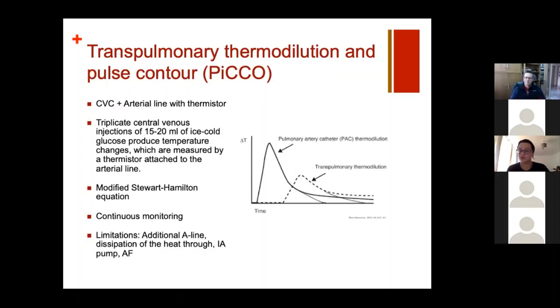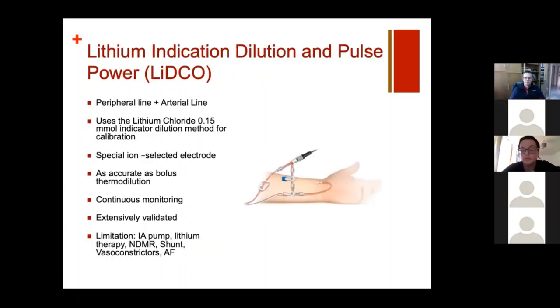The limitation of this method is that you need an additional arterial line, and it's not suitable for pulse contour analysis monitoring when you have an intra-aortic balloon pump or patients with AF.